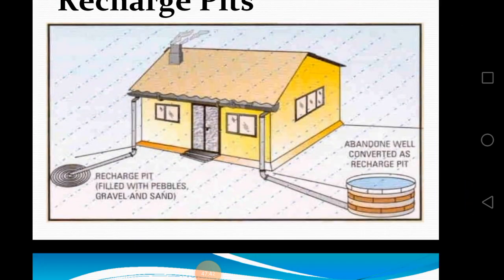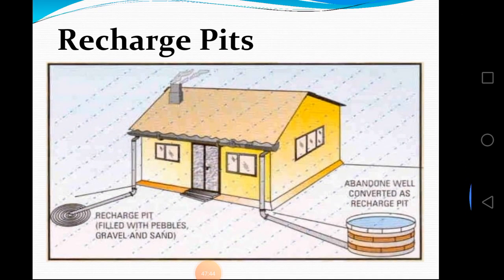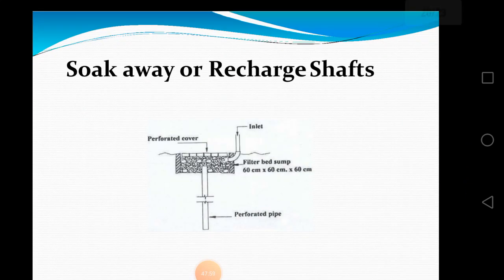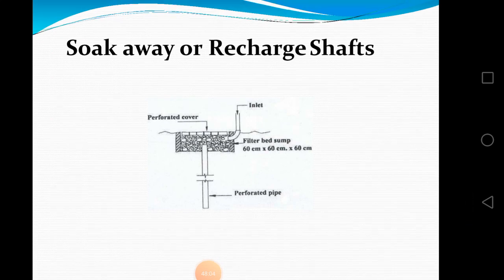And the recharge pit is a very common method. We can collect the water from the rooftops and fill the pit with pebbles and gravel for purification of the water, and it will improve the aquifer system, increase the groundwater table and recharge the groundwater. So this is one of the methods. And recharge shafts are also one of the methods to increase the groundwater table. Here we use a filter bed of 60 centimeters by 60 centimeters by 60 centimeters, and an inlet to collect the water, and a perforated cover is placed on top of the tanks.